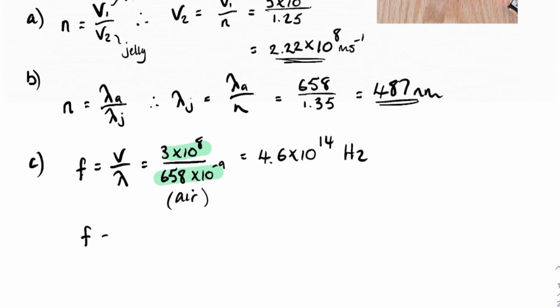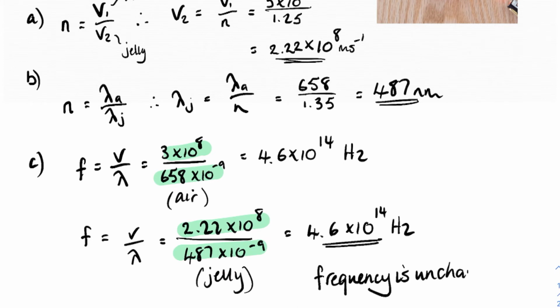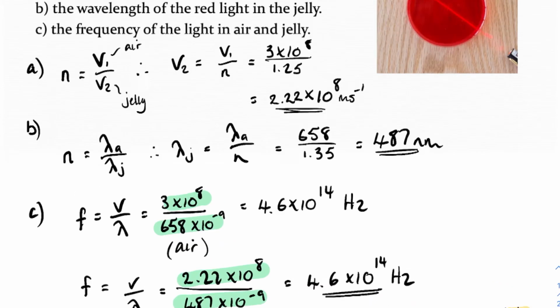If we do the same calculation, but we use the speed of light in the jelly and the wavelength in the jelly, remember it's slowed down and they're bunched up. So it's 2.22 times 10 to the 8 divided by 487 times 10 to the minus 9. And if I do that in my calculator, I get 4.6 times 10 to the 14. So it doesn't matter if you do it in air or in the jelly, the frequency stays the same. The frequency is always unchanged. The number of waves per second always stays the same.